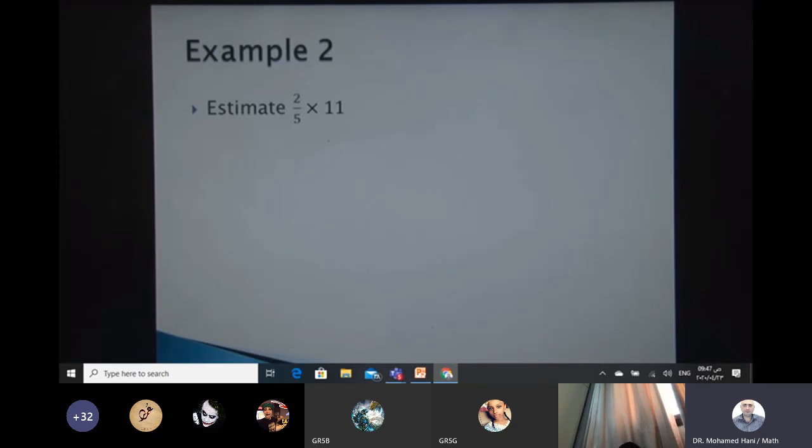Example 2, 2/5 times 11. I need to change my whole number to a compatible number. Well, what is the closest multiple of 5? Well, 10 is the closest multiple of 5. Change 11 to 10.